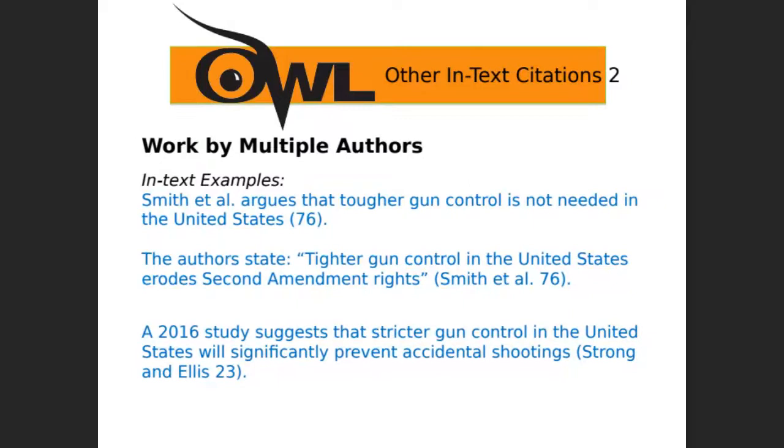Now for this third example, it's just 2 authors, so Strong and Ellis 23. With two authors, it's just the two names with an and in between, and then the page number.